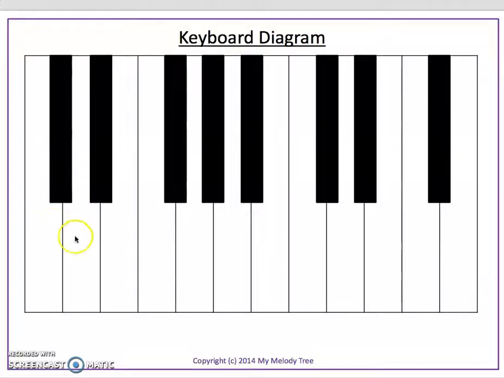Two white keys can be half step neighbors. These would be next door neighbors. That would be one half step because they're next to each other. However, these two keys would not be next door neighbors. Why? Exactly, because there's someone in between. They're not next door neighbors. These two are next door neighbors. These two are next door neighbors. But these two are not next door neighbors.